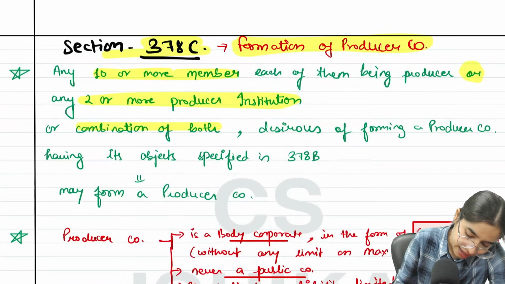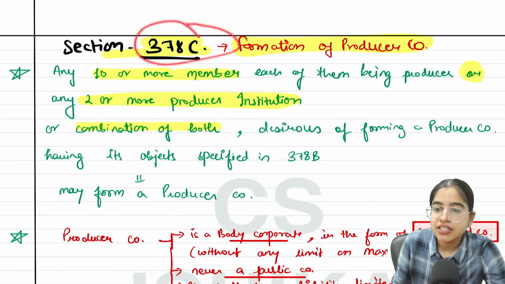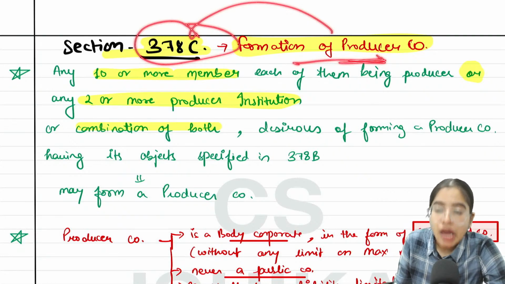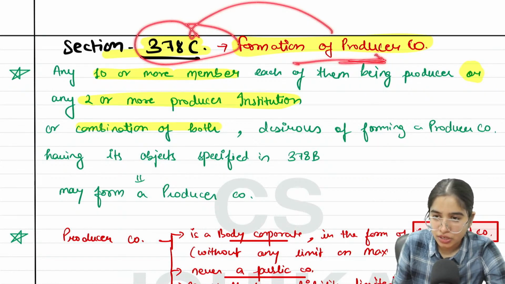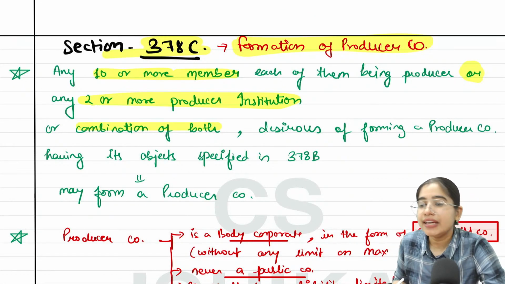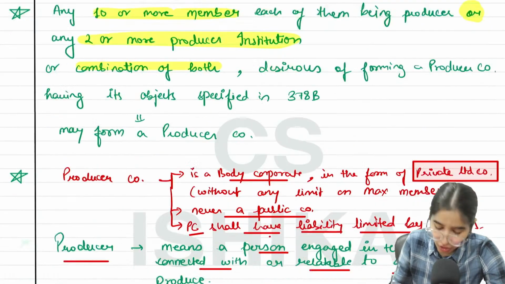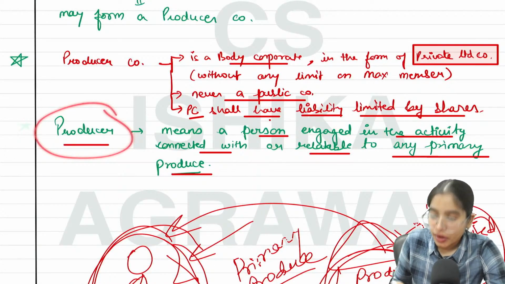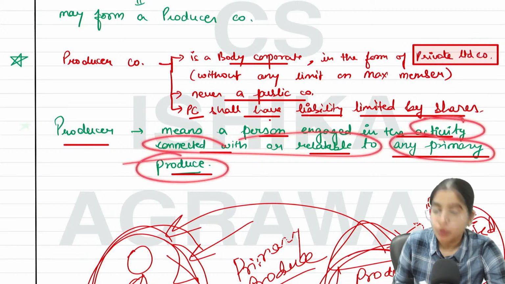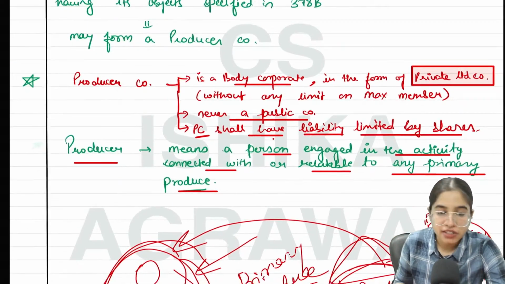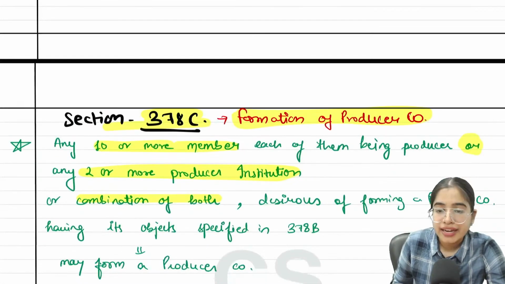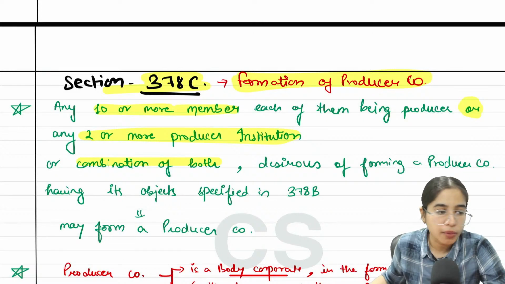Now come to section 378C. Section 378C talks about formation of a producer company, that if you want to form a producer company, then how many farmers can join together and form a producer company. Basically here farmers we call producers, those people who are engaged in activity connected with or related to primary produce. Primary produce means basically agriculture produce, handloom, all this activity. So at least 10 or more producers can join together to form a producer company.